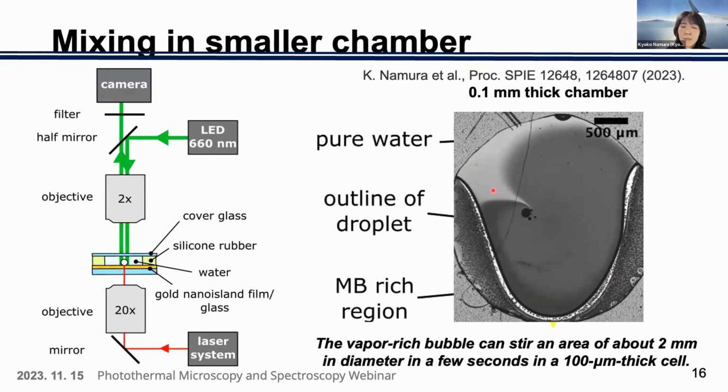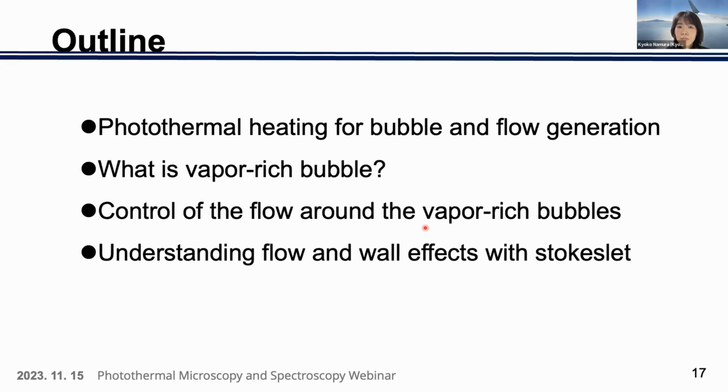Also, you can use this flow direction control to mix the flow. Like this, it was too quick, but the vapor-rich bubble can stir an area of about 2 millimeters in diameter within a few seconds, even in a very thin water chamber. In this case, it was a 0.1 millimeter thick chamber. And you can see this kind of rapid mixing was achieved using the vapor bubble.